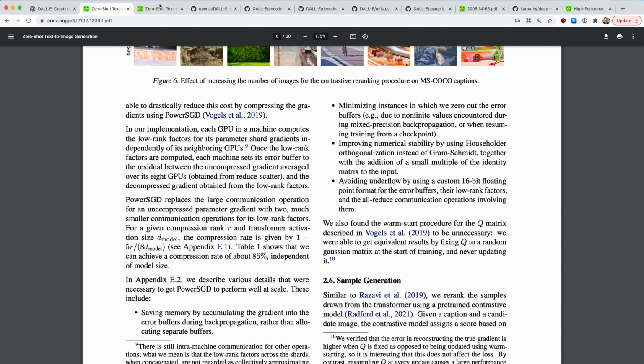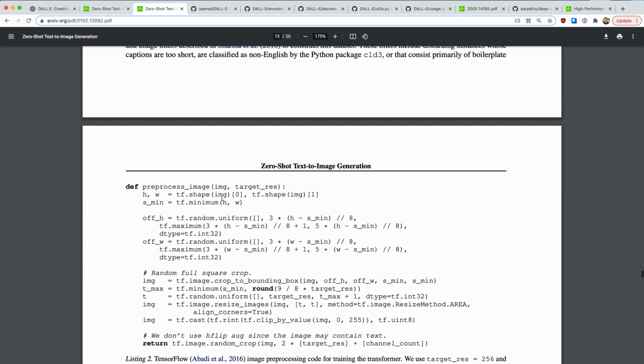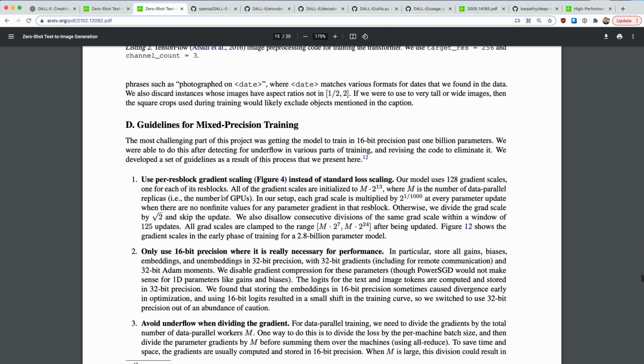So then the next big interesting chunk in this section is this idea of gradient compression. Right?